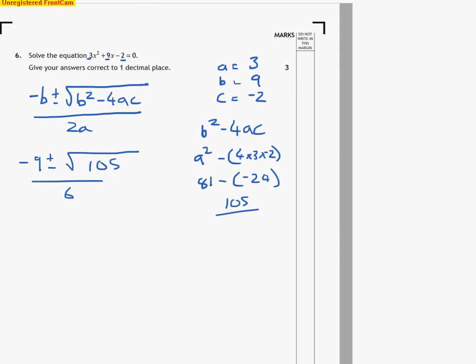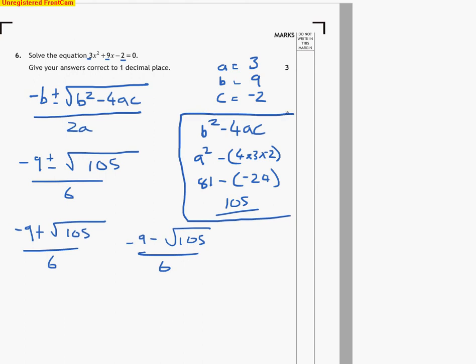Now you could write 2 times 3 in here if you want, because we are subbing in. It's up to you really. So at this point we're going to diverge. We're going to have minus 9 plus the square root of 105 divided by 6, and we're going to have minus 9 minus the square root of 105 divided by 6. I'm just going to put a little box around this, a little box around this just now as well. So that's going to be root 1, and that's going to be root 2.